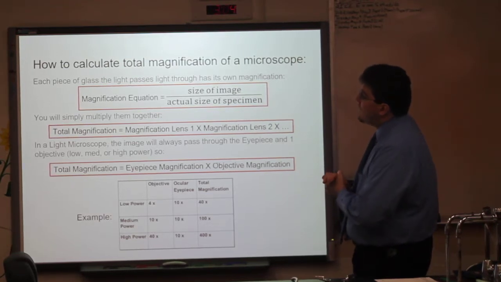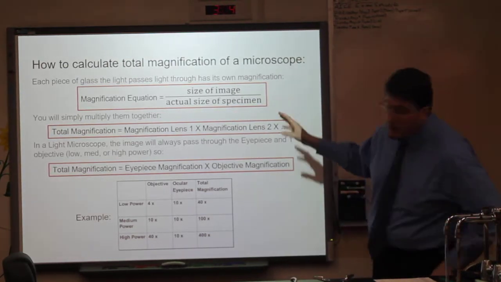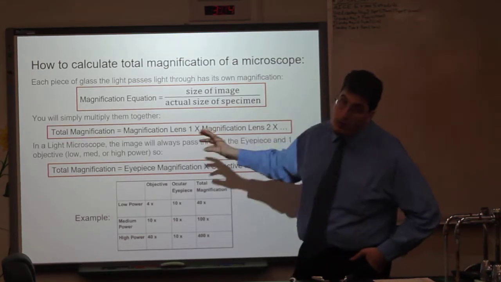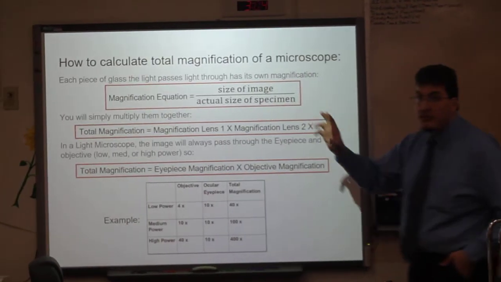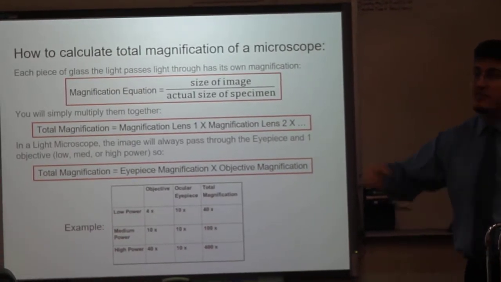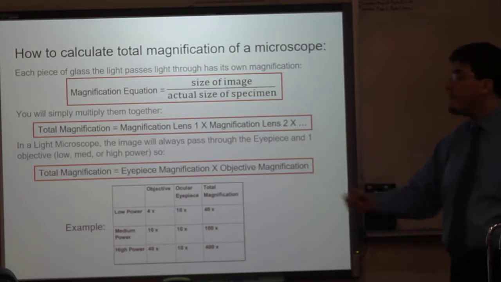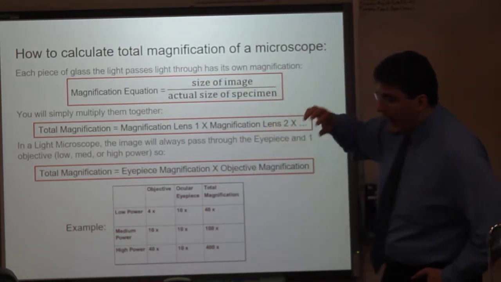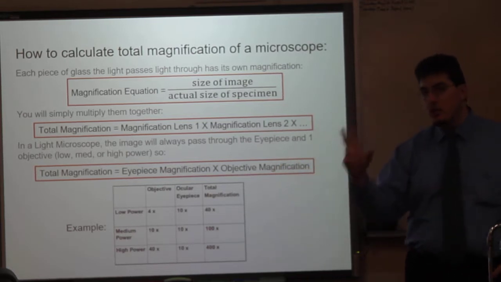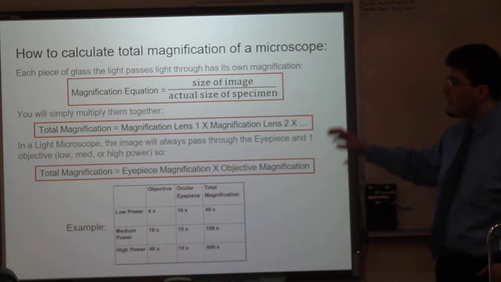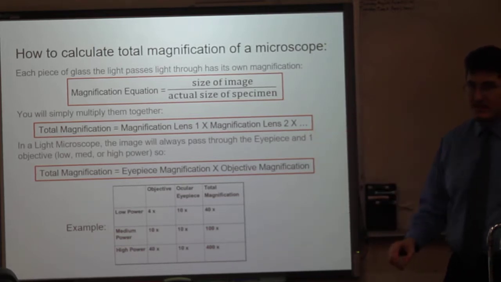We left off talking about how to calculate the total magnification of a microscope. We were discussing that the total magnification is the magnification of the first lens multiplied by the magnification of the next lens and the next lens and so on and so forth. So in a microscope, specifically a light microscope, you'll have two lenses. These two lenses are going to be your eyepiece and your objective.